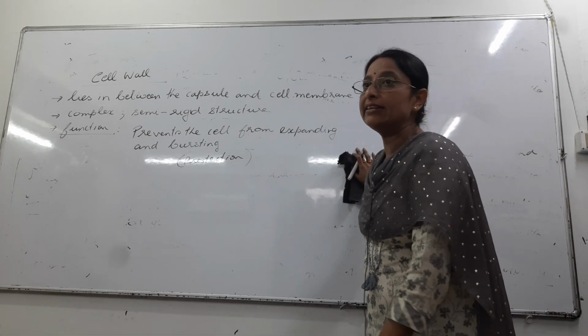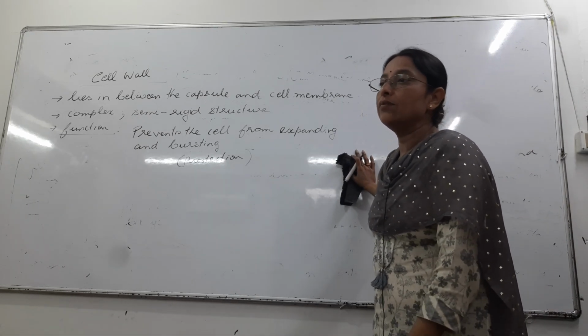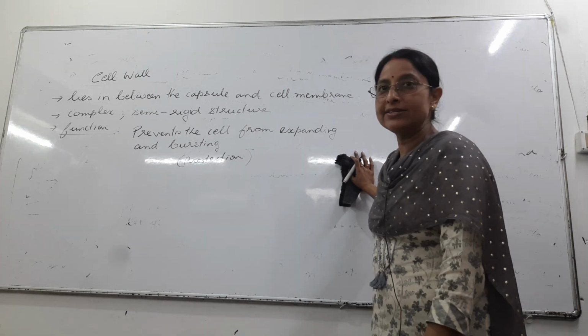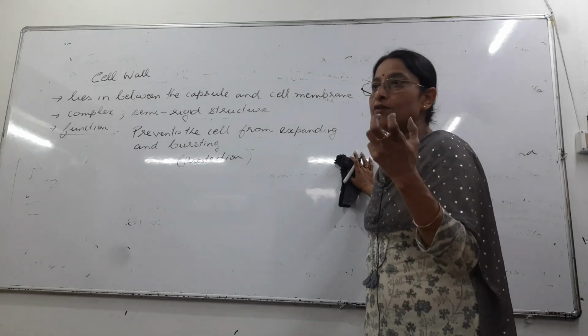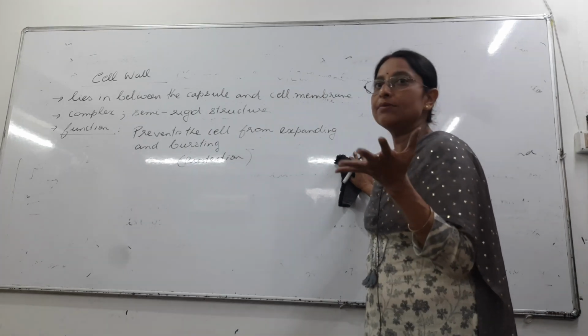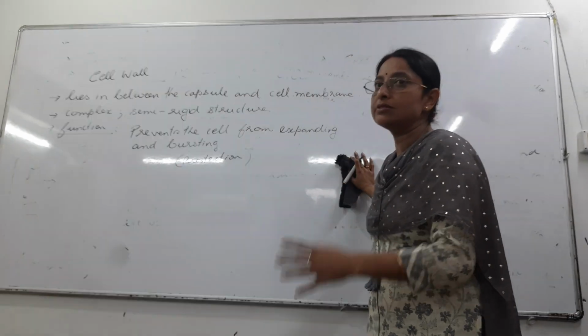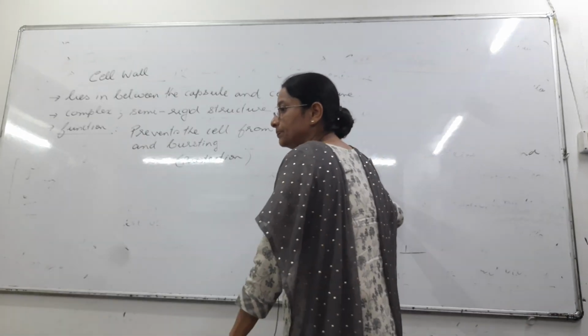Bacterial cell can expand or burst. It is related with what? We know maximum of the bacteria live in aquatic regions. So they have a tendency to absorb water. So basically if they absorb water, what will happen? They will burst. So who will prevent that? Cell wall.